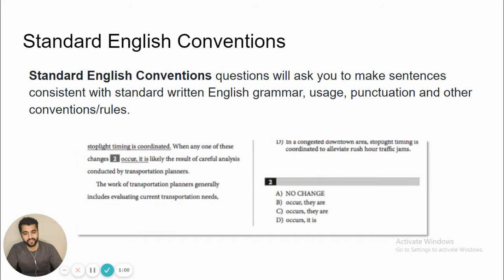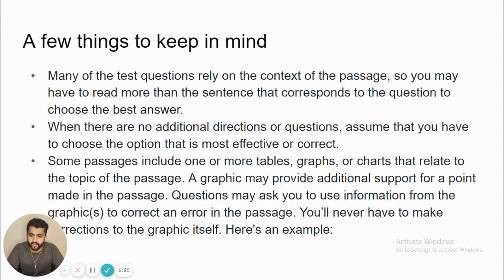The second type is standard English conventions. So these questions will ask you to make sentences consistent with standard written English, usage, punctuation, and other conventions and rules. These questions will test your grammar knowledge, so you have to make sure that you have studied all the grammar rules. There are a few things we need to be careful about.